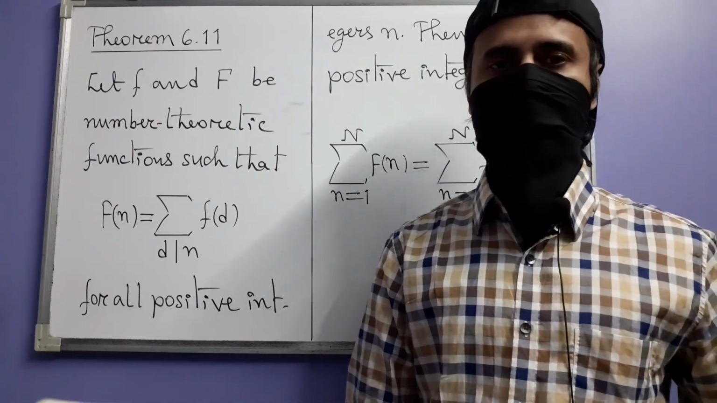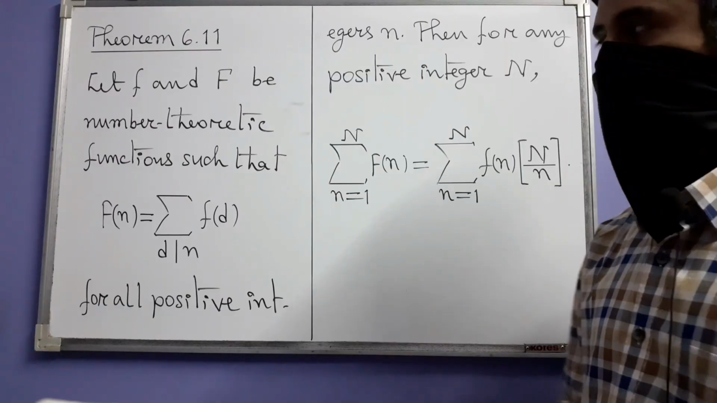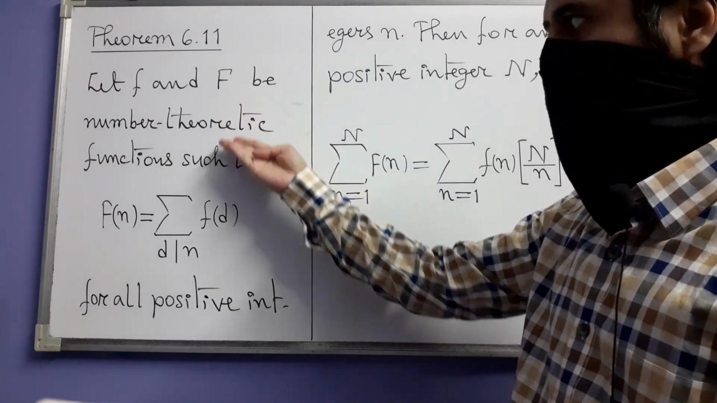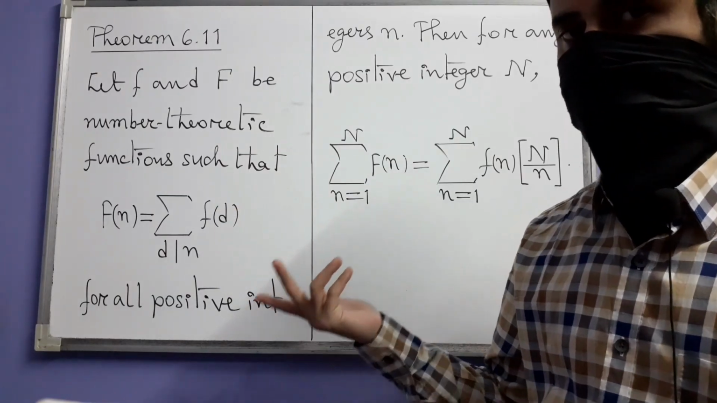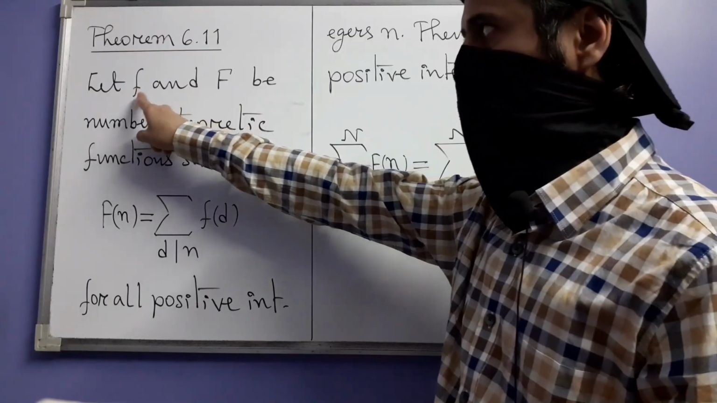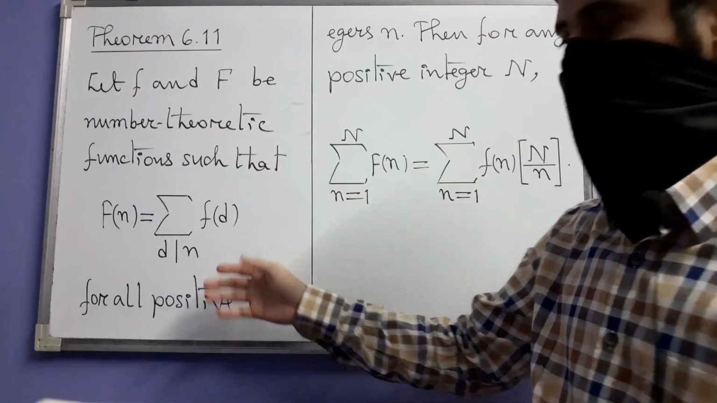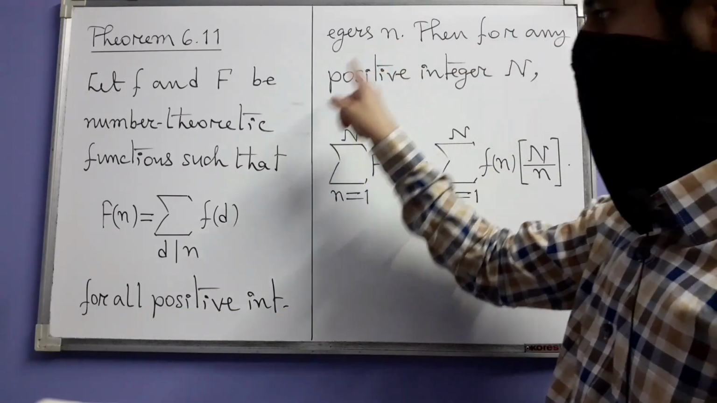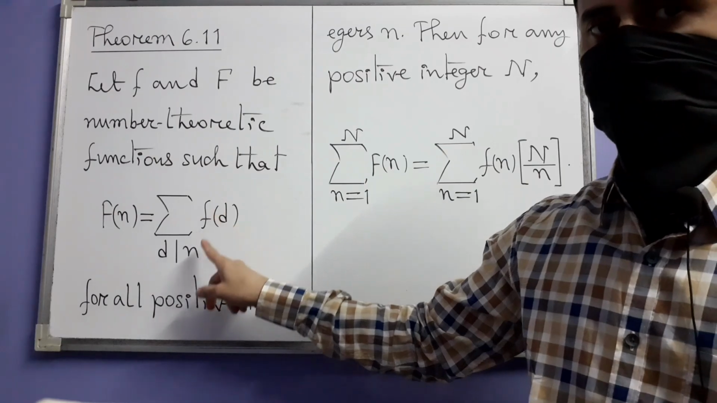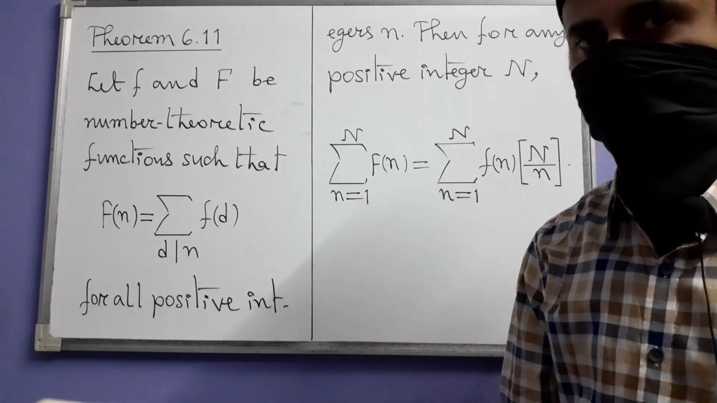The reason for suddenly bringing in the greatest integer function in a chapter on number-theoretic functions is this theorem. It starts, as we started many other results before, by considering two number-theoretic functions, small f and capital F, such that they are related by this equation. For any positive integer n, capital F of n is the sum of the small f values of all the positive divisors d of n.